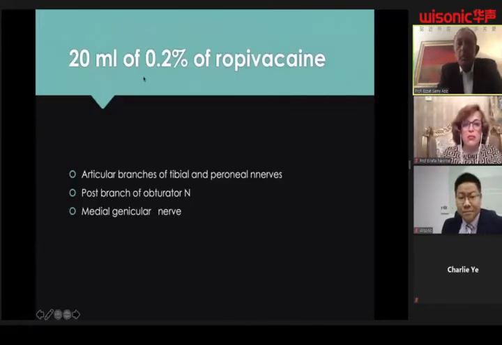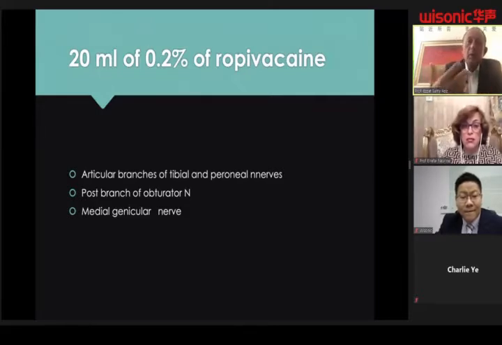We usually inject 20 mils of 0.2% ropivacaine, and it blocks the articular branches of the tibial and peroneal nerves, the posterior branch of the obturator nerve, and the medial genicular nerve. So I want to confess about one point now. You injected 20 mils of local anesthetic for the adductor canal block. You injected 20 mils for the IPACK block. This is already 40 mils. So you have to discuss with the surgeon if he's going to do surgical infiltration so that you don't exceed the toxic dose for local anesthetics.